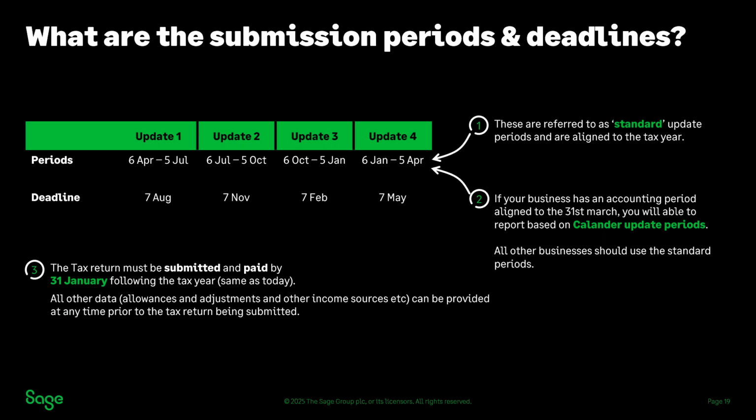And then lastly, moving on to the final tax return is when you're going to submit and pay. The deadline is the same as self-assessment submission, so the 31st of January following the tax year. That means if you are following the standard update period, it gives you from April till the following January to make any final adjustments and claim any applicable relief.